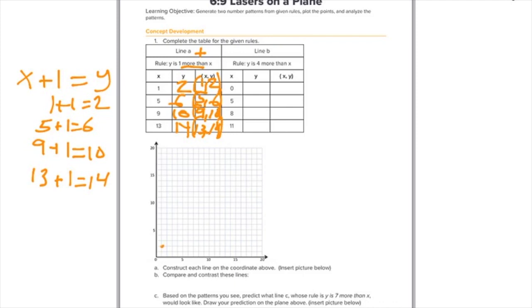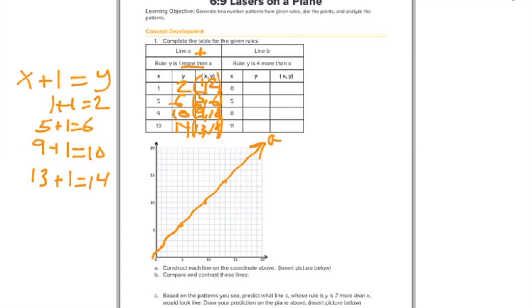So I have 1, 2, I have 5, 6. I do my x first. Remember, you crawl, then you walk. You go across, then you go up. Okay, now I have 9, 10 is going to be right here, and then 13, 14 is right here. Once I've done that, I connect them and draw a line. That was line A. I'm going to label it.